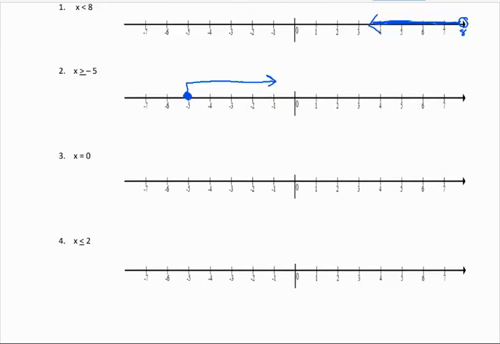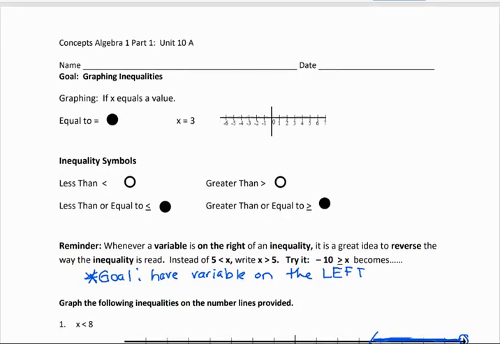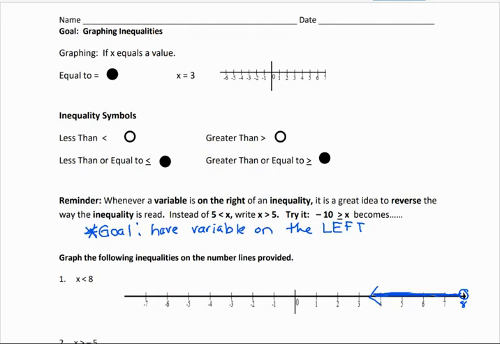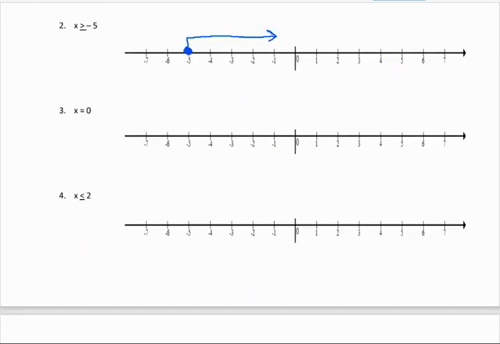Okay? For number 3, that says x is equal to 0. So that is just like the very beginning. If x is equal to 0, what type of circle do I use? Open or closed? Closed. And if I'm equal to 0, so I have a closed circle on 0, is that telling me I should go to the right or to the left? No, it's just saying it's only 0. So I simply just have a dot here. Nothing else. Questions?